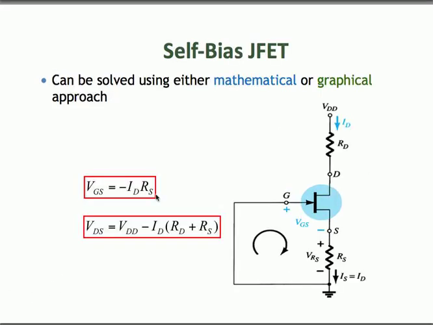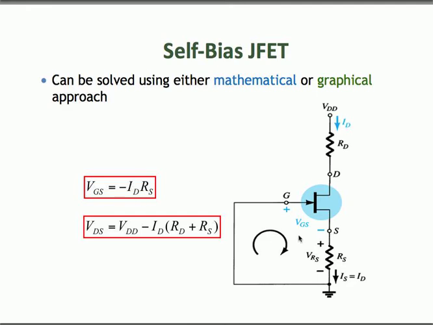Let us now do a simple DC analysis on the self-biased JFET circuit. Let's start with the GS loop first. If you do a KVL around the GS loop, you will find that VGS is equal to minus ID times RS. So that's this equation here. As you can see, the applied gate voltage is determined by the magnitude of the drain current and also the value of the source resistance. So this indicates that the applied gate bias is not static. It is determined by the magnitude of your drain current.